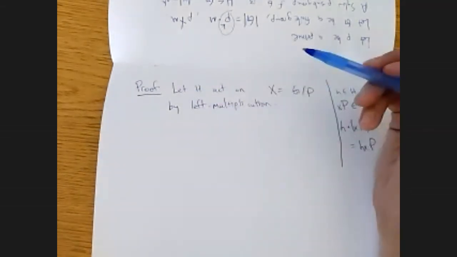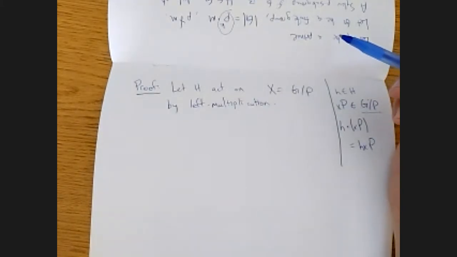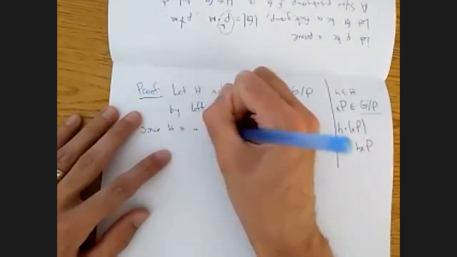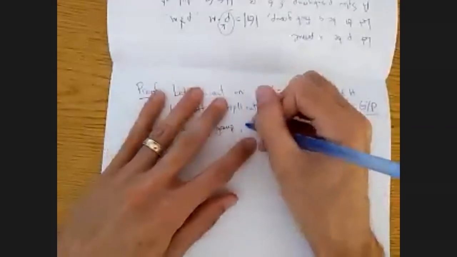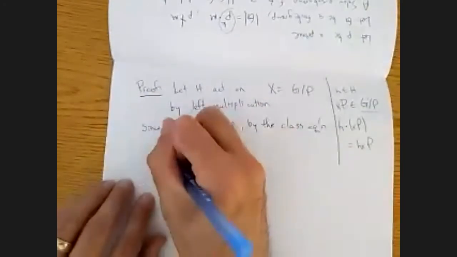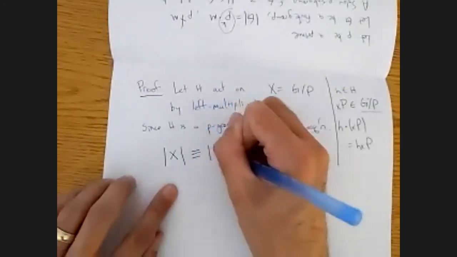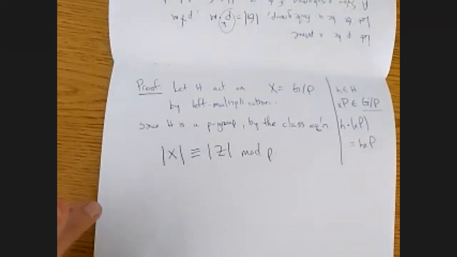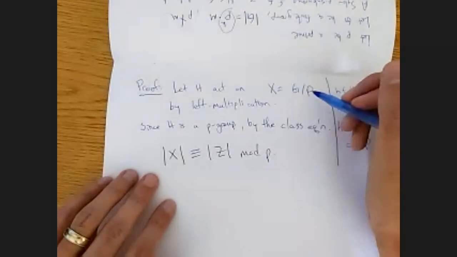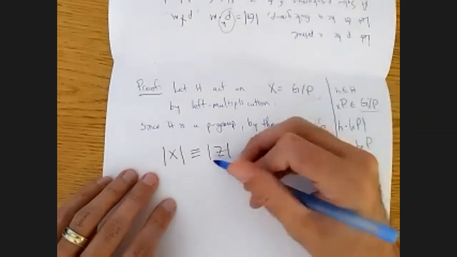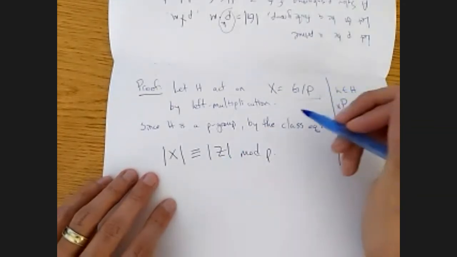My group H is a p-group. So since H is a p-group, by the class equation, what I get is that the number of elements of X is congruent to the number of elements of Z mod p. And the rest of the proof is now just working to unravel this equation in terms of our group H, the set that the group acts on, and Z. So let's just unravel everything.